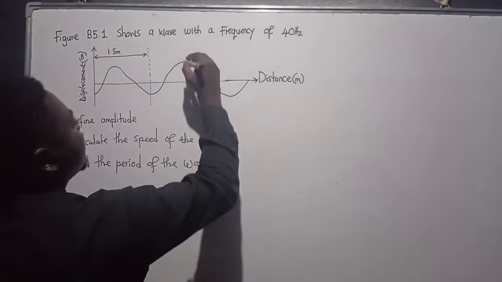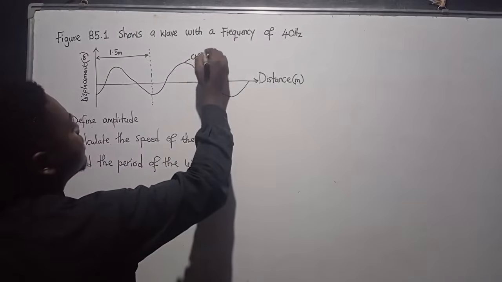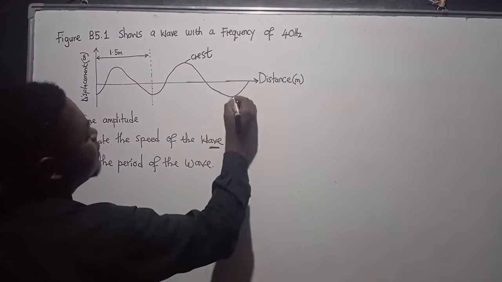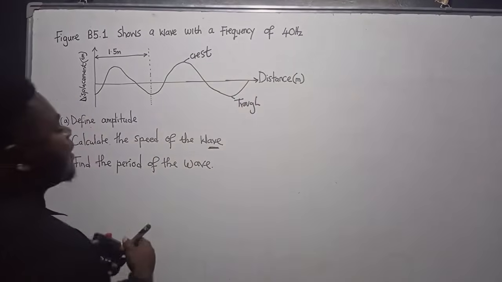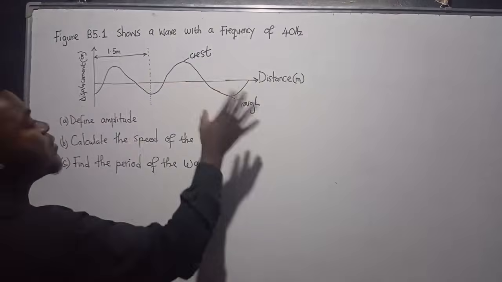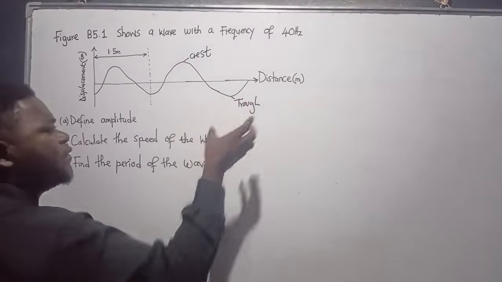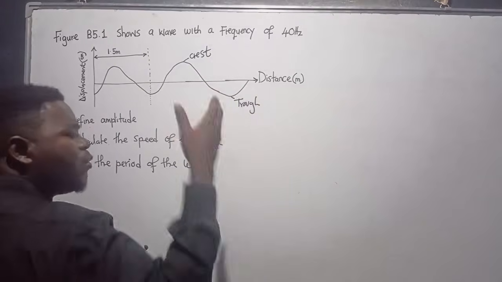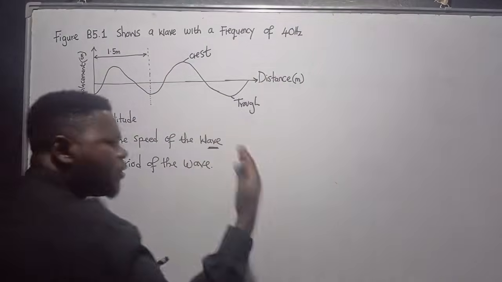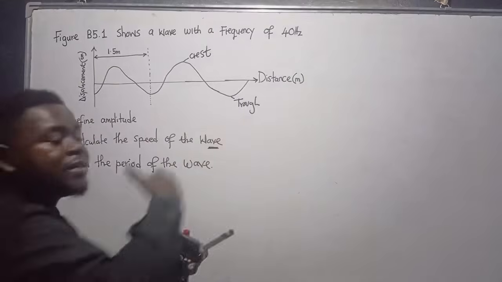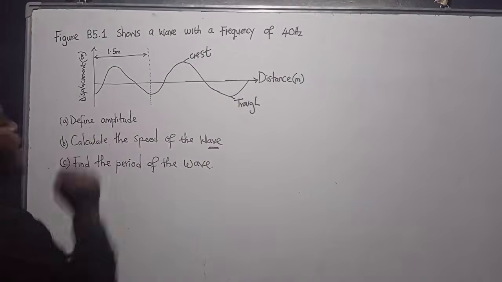You now understand that here, this top part is called a crest. Then the down part here is called a trough. We've established an understanding that this is a transverse wave. One of the examples of the transverse wave is the water wave, and we also talk of electromagnetic waves. All those are examples of what? Transverse waves.